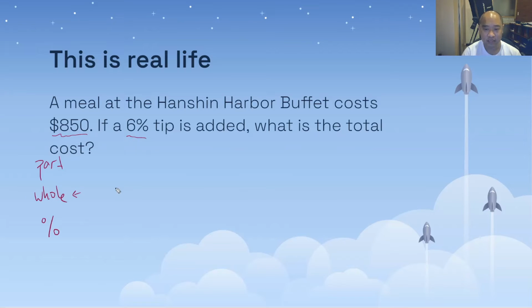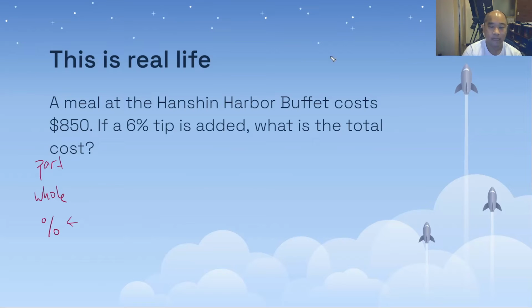And 6% is a percent, but it's not 6% of the whole or 6% of the part. It's 6% tip. And so this 6% is 6% of the whole, but that's going to give you the part and not the whole total. Now, this might not have made any sense, so I'm going to write a little thing over here.